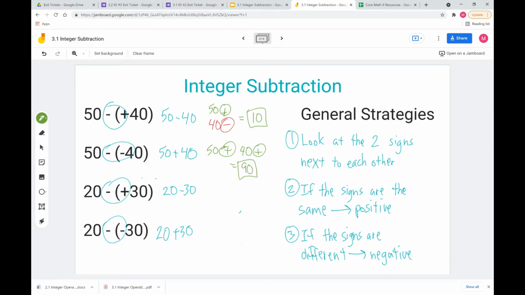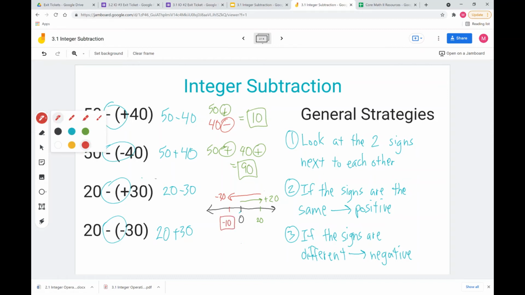On a number line, we start at 0. We go 20 positive, so plus 20. And then we go back 30, because we're subtracting 30. And we're going to be left with an answer that is negative 10.